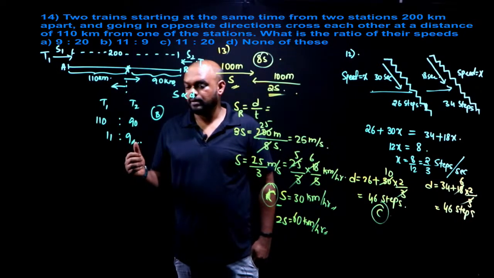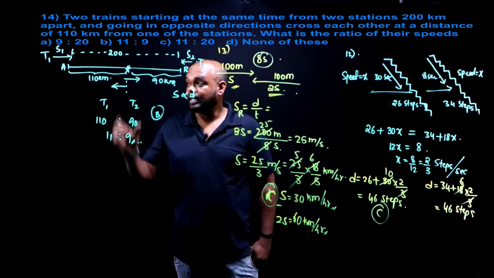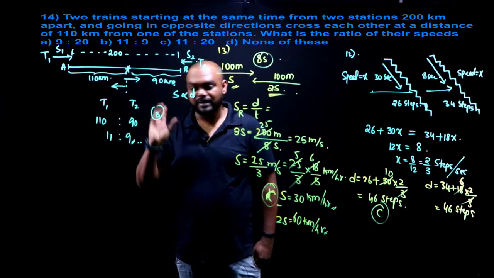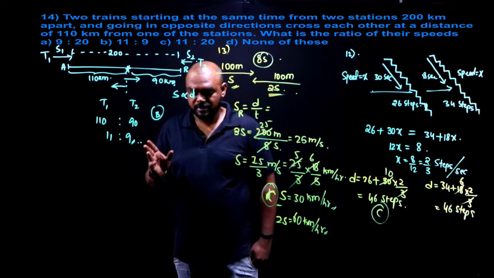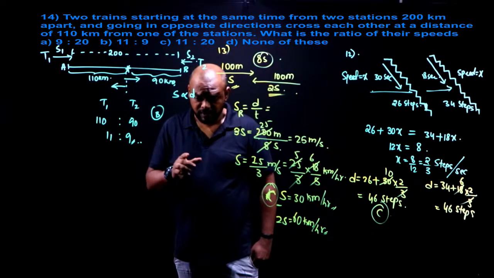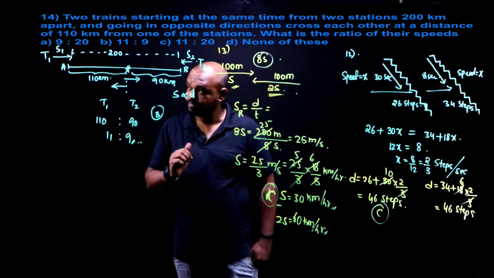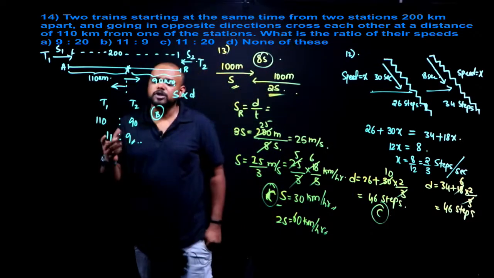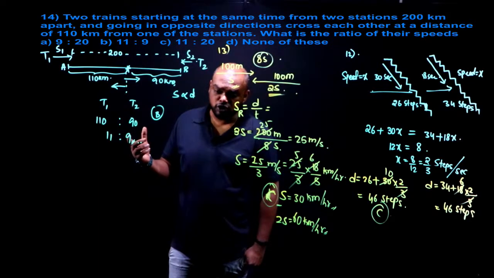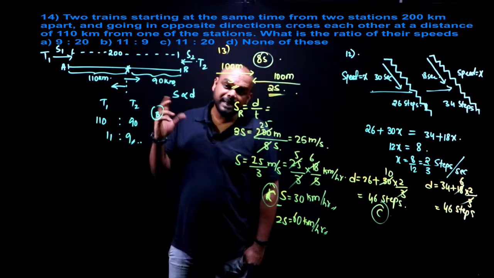No, you cannot get 9 is to 11. Train 1 is to train 2. Train 1 covered 110, train 2 covered 90. If he is asking the ratio of the speeds, did he mention train 2 is to train 1? Yeah, that is also possible. See, another possibility is there. The answer can be 9 is to 11 also.